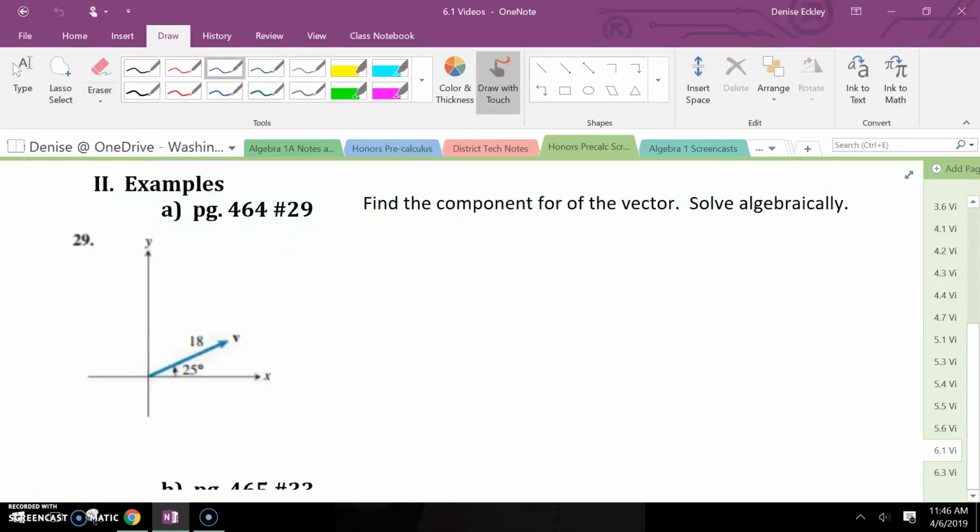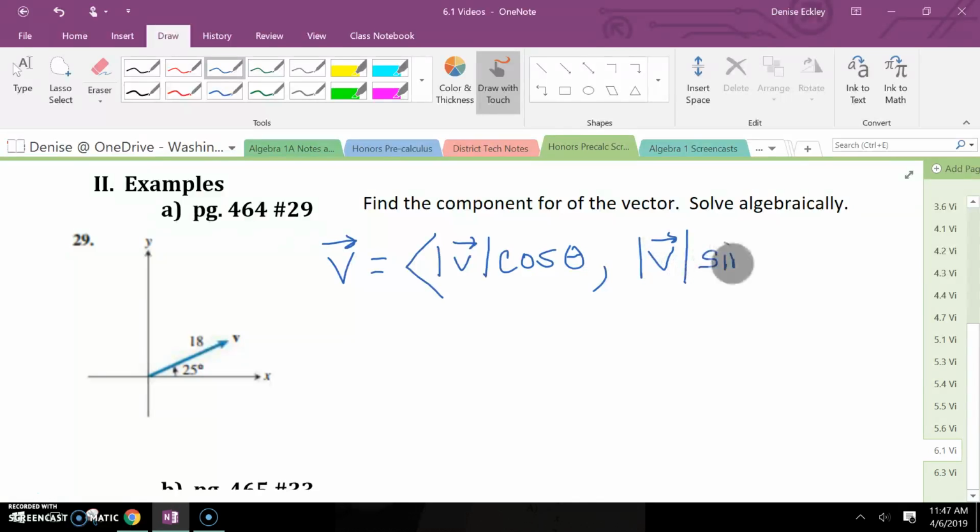So we're going to resolve the vector into its component form using this idea, using our trigonometry, where we're going to take the length of V times the cosine of the angle for the horizontal component and the magnitude or length of V times the sine of the angle for its vertical component. Kind of like working backwards from creating a right triangle to find the adjacent side or the opposite side.